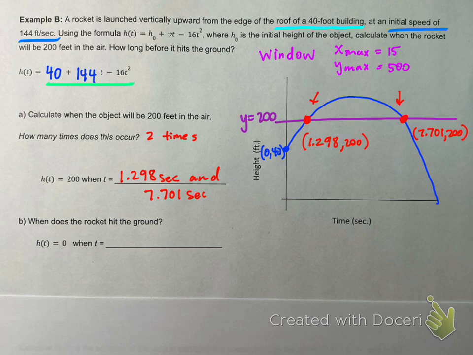Okay, so I'm going to go back to y equals. And I'm going to think about this. When does the rocket hit the ground means when does it land? So I could think about drawing another y equals line here and put y is equal to 0, and then do what I just did for the other points to calculate that point of intersection when it lands.